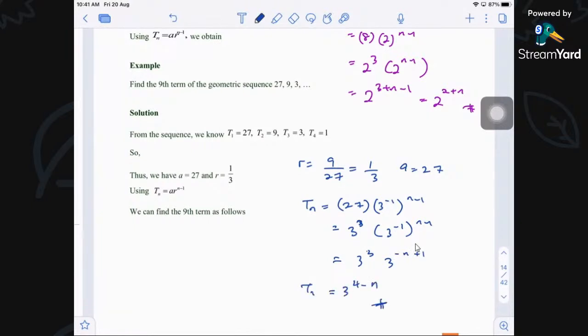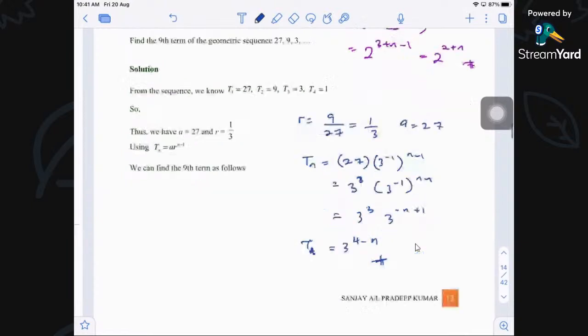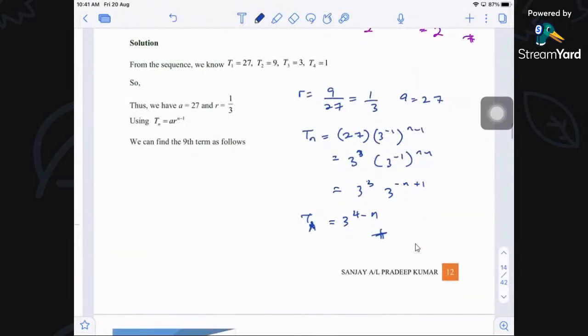Very good. So this tells me you all did revise your work. Okay, so Tn equals 3 power of 4 minus n. If I write down T9, T9 now is 3 power of 4 minus 9, which is 3 power of negative 5, which is 1 over 3 power of 5. Of course, you can calculate this. If you calculate this, you can write it as the fraction 1 over 243.